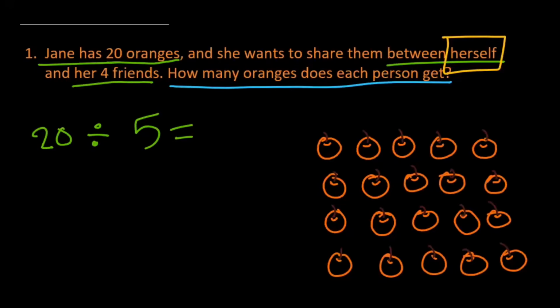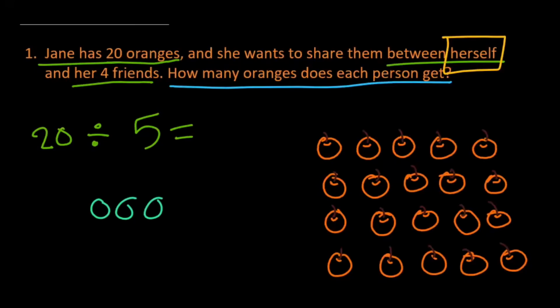Now she wants to share them between 5 of her friends. So that means in the 20 we have to make groups of 5s. Not groups of 5, sorry. We have to divide the 20 into 5 groups. Yeah, 5 groups, not groups of 5. Groups of 5 would be like, let me just try drawing oranges.